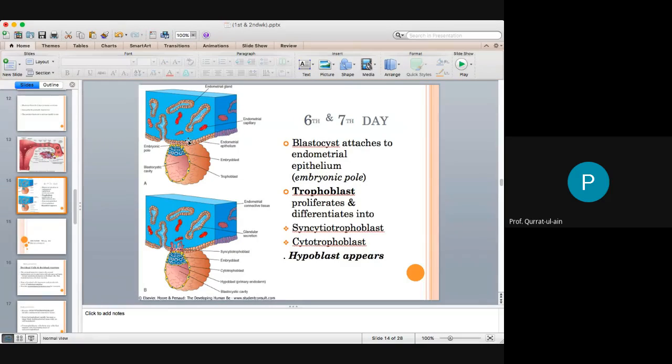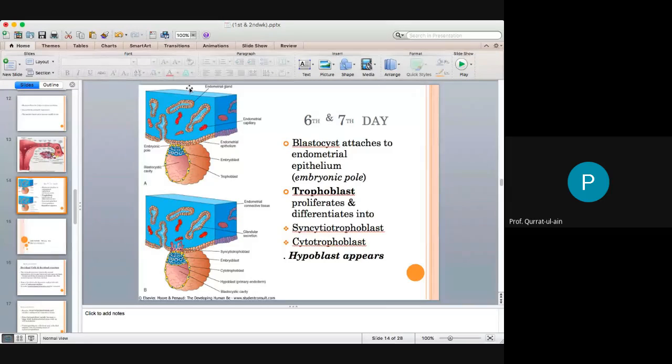This is the same blastocyst, in which yellow is the outer cell mass, which is the trophoblast, and blue is the inner cell mass, which is the embryoblast. On one side is the embryonic pole, or embryonic end, and the other end is known as the abembryonic end. The embryonic end is known as the embryonic pole because the embryoblast is on this side, so the embryo will develop on this side. So it will attach to the wall of the uterus.